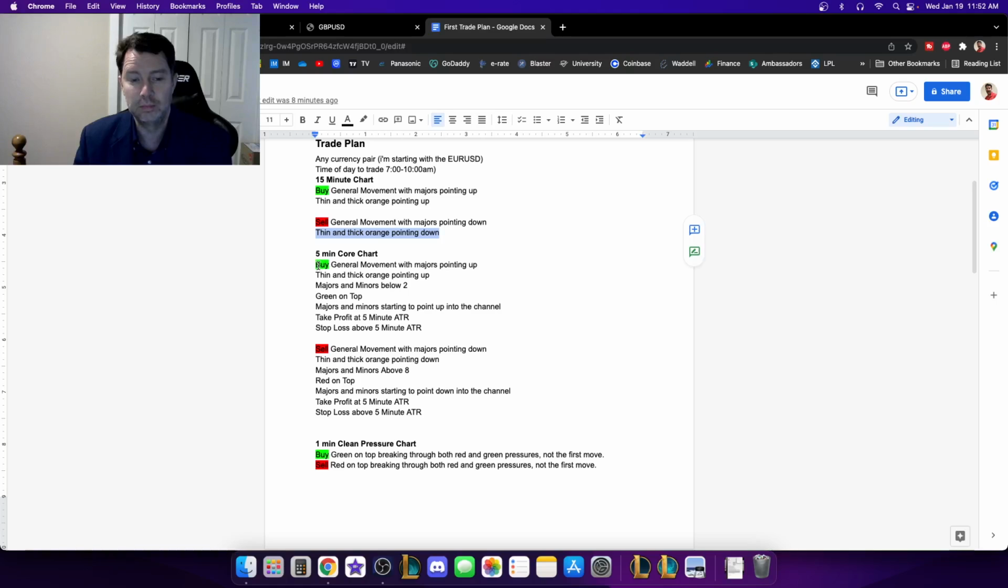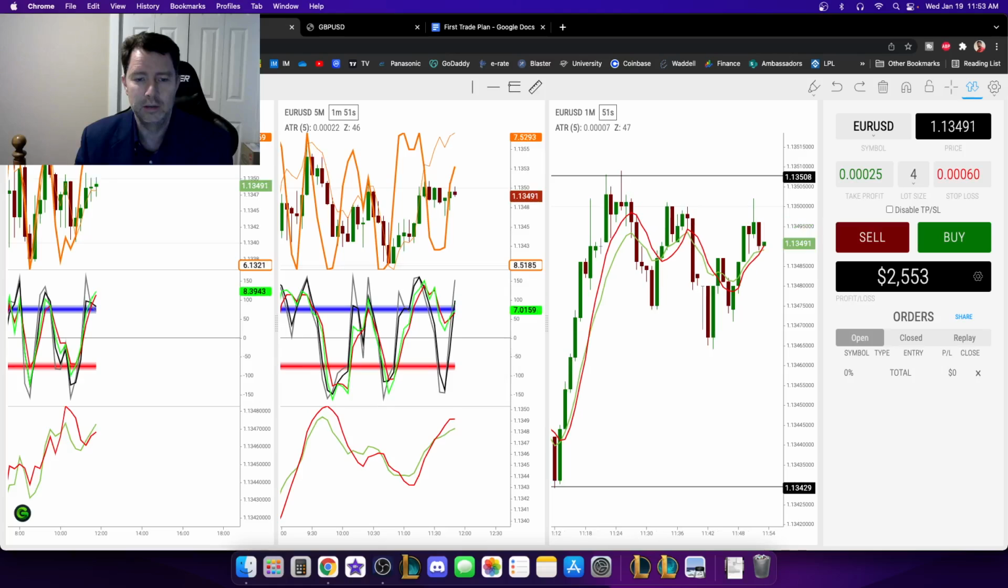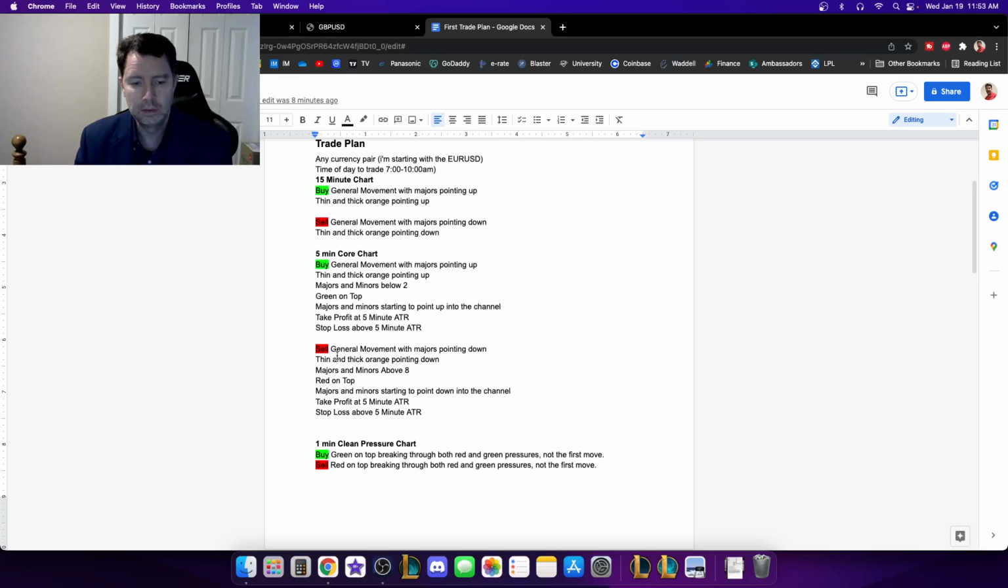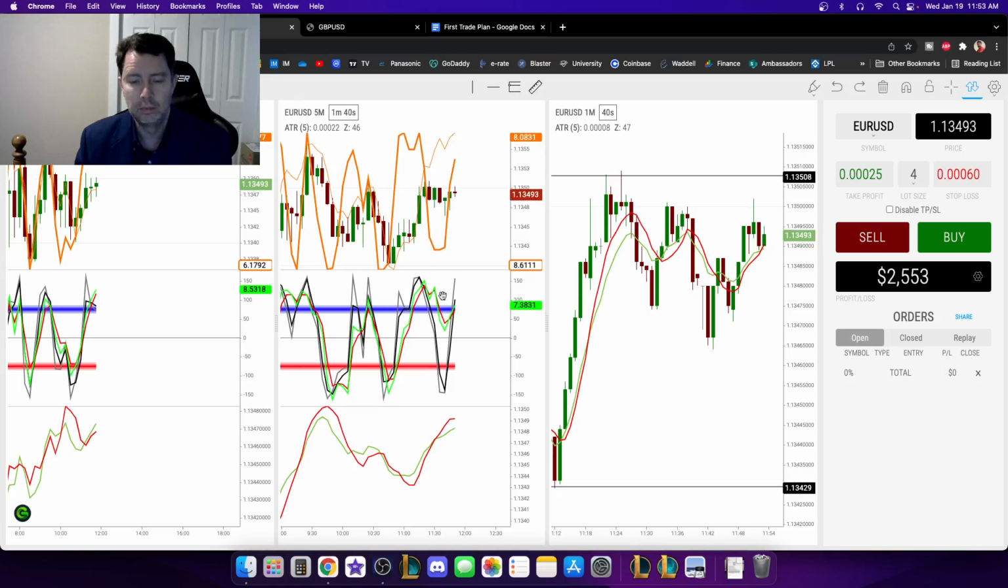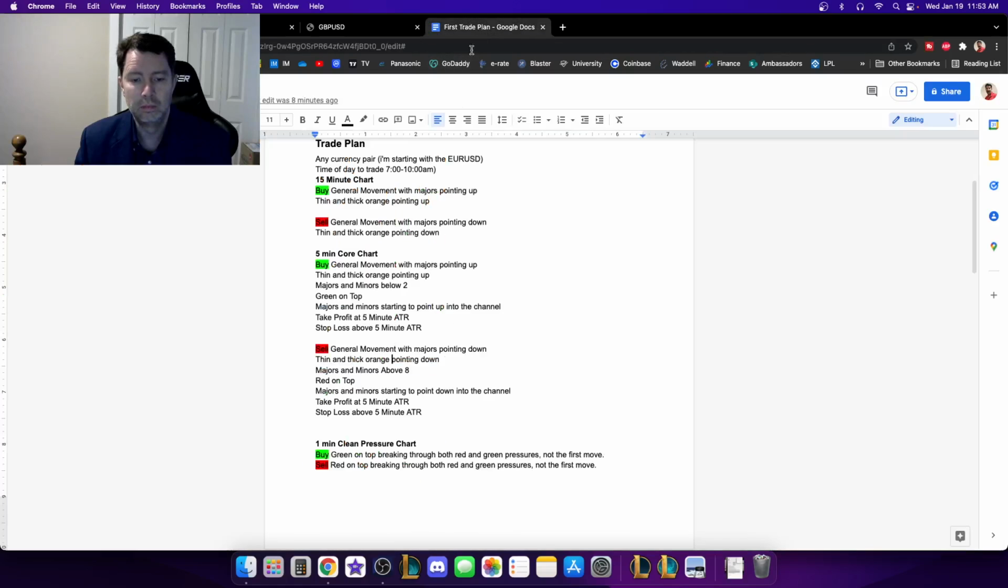On my 5-minute chart, if I'm going to buy, I need thick and thin orange pointing up, the majors below 2, green on top, majors and minors starting to point down into the channel, take profit and take profit. But right now, because of the setup, I'm going to be looking for a sell trade. So to have a sell trade, I need the majors and minors pointing down. So I need these guys to start pointing down, and they are not yet. They are pointing up. The thick and thin orange pointing down.